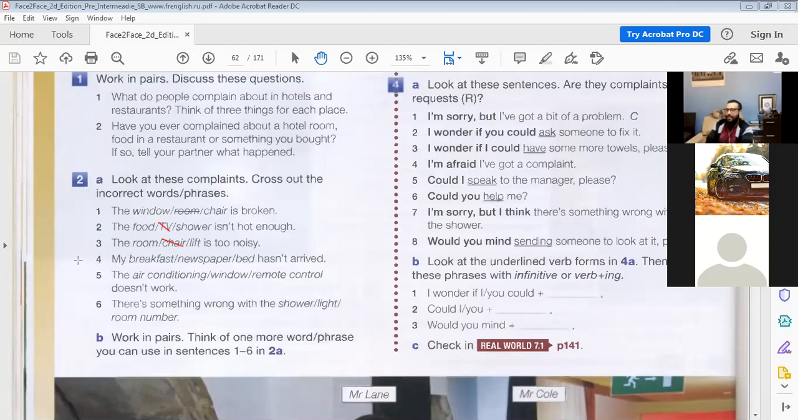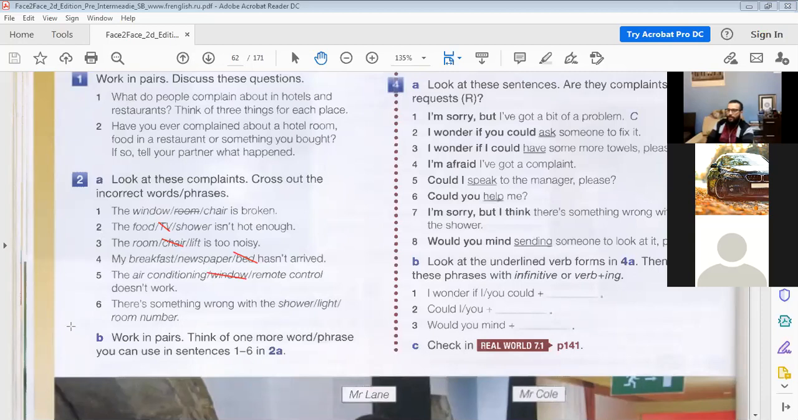All right, okay. Number four, which one is not correct? My bed hasn't arrived. Yes, this is correct. Okay, number five, which word should we cross here? Window. Correct. Because with windows, we just say the window doesn't open. We don't say the window doesn't work.